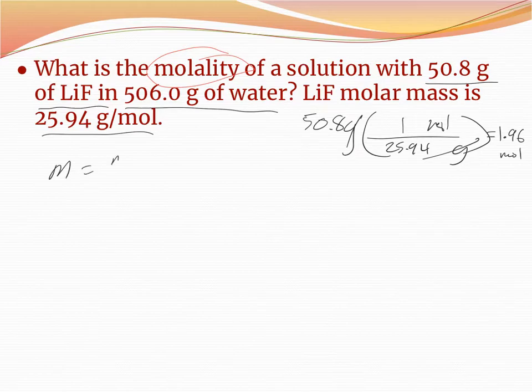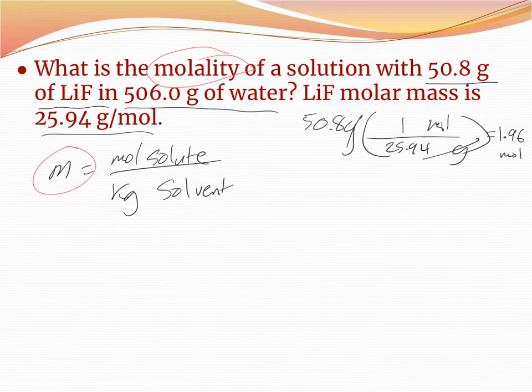Molality is once again mole of solute over kilogram of solvent. We are looking for molality, which is italicized M, not capital M. We already got the mole of solute. Do we have the kilogram of solvent? Once again, a kilogram of solvent is related to this number, but it's in gram.